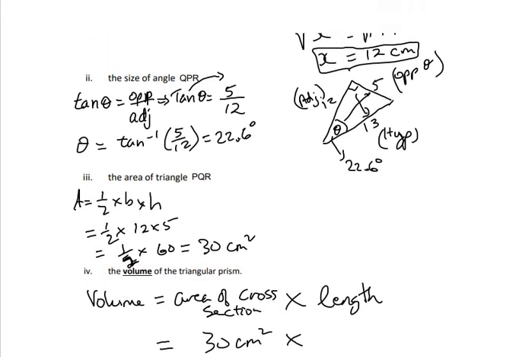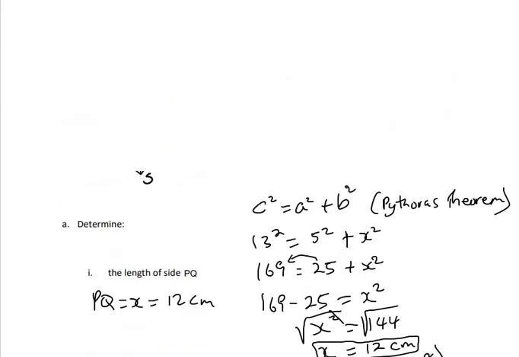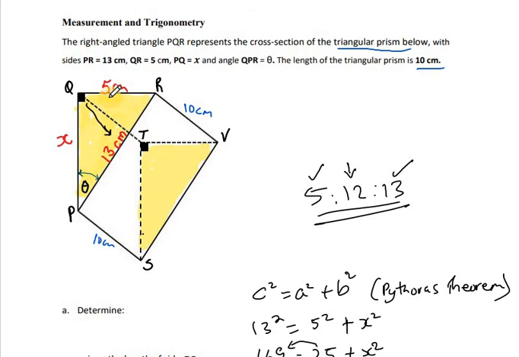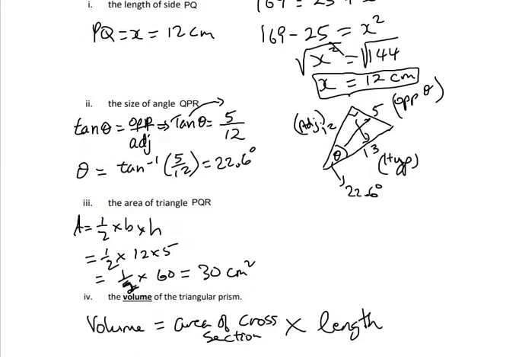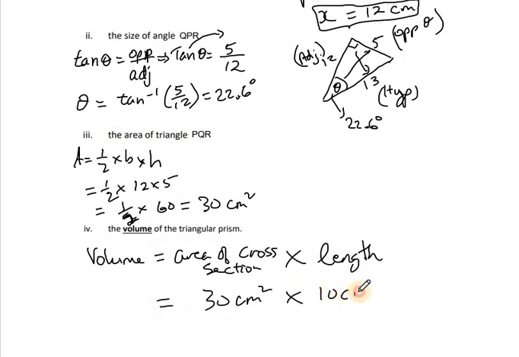And we're going to multiply by the distance between the two cross-sections that are identical. What's the distance between this triangle and this triangle that are identical? It's 10 centimeters. In fact, we're given the length of the prism to be 10 centimeters. So we multiply that by 10 centimeters. And our volume, which is area times length, is 300 centimeters cubed, because centimeters squared times centimeters becomes centimeters cubed. This is our volume.